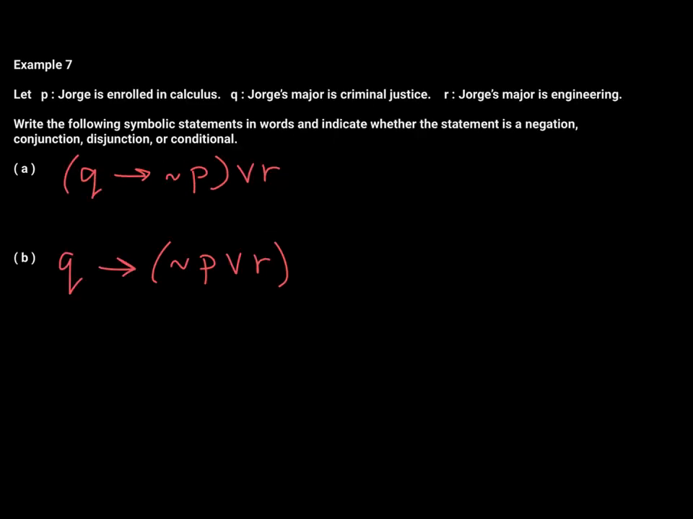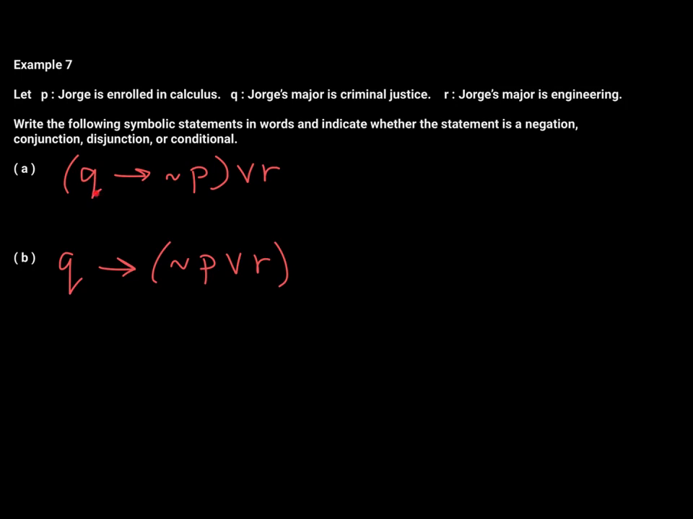All right, example 7. These are fun, right? Let P represent Jorge is enrolled in calculus. Q, Jorge's major is criminal justice. R, Jorge's major is engineering. Write the following symbolic statements in words and indicate whether the statement is a negation, conjunction, disjunction, or conditional. Remember, for that last part, we need to look at the outermost symbol, or the symbol that is read last or considered last.